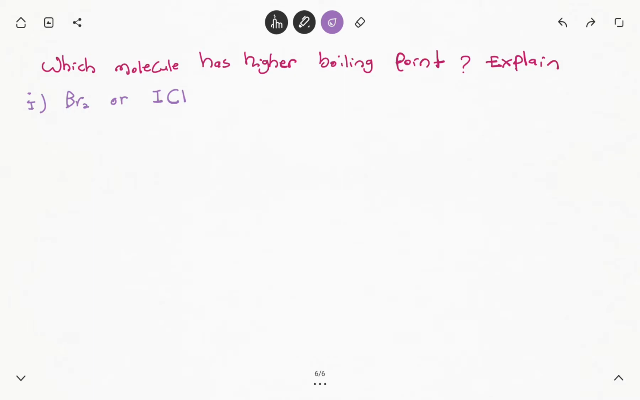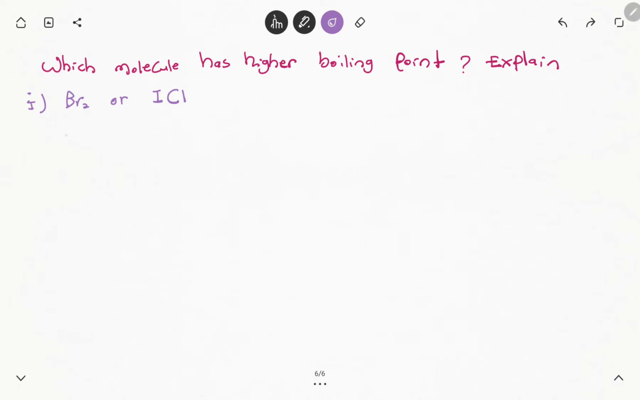Okay, now let's try to answer the questions related to boiling point and intermolecular forces. Let's say we have these two molecules, Br2 and ICl. Which molecule has a higher boiling point? And explain. In order to identify the intermolecular forces, we need to have the correct Lewis structure and the correct molecular geometry. So in this case, you need to draw the Lewis structure first.